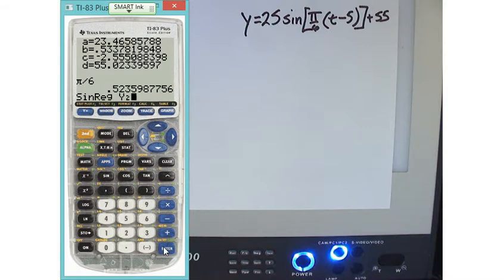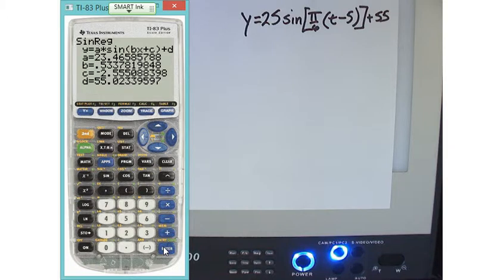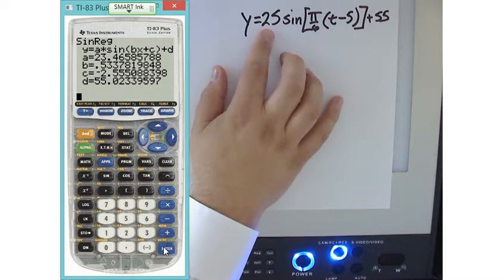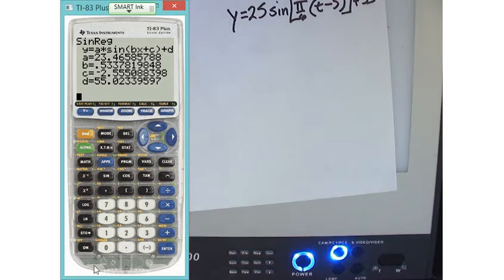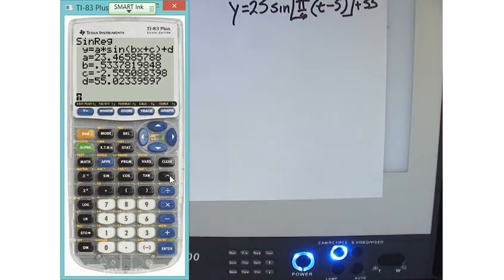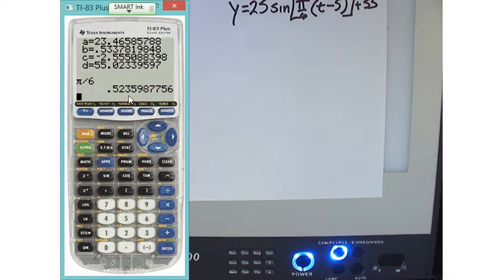Graph. Watch this. So a was 25 by just guessing. The calculator fits the data to the points a little closer, so the calculator spit out 23. So we're pretty close. For the b term, it was pi over 6. For their b term, it was 0.5, but not that much off. If I do pi divided by 6 as a decimal, it's 0.52. Theirs was 0.53.